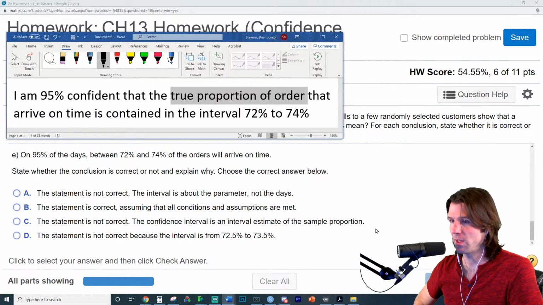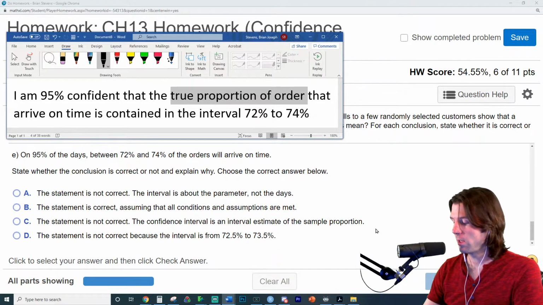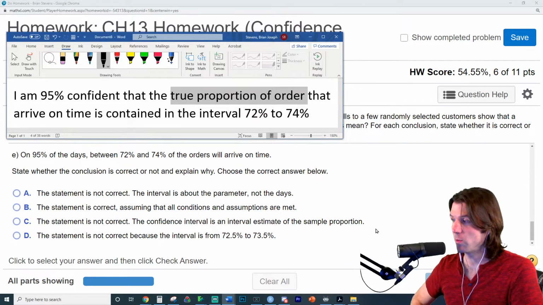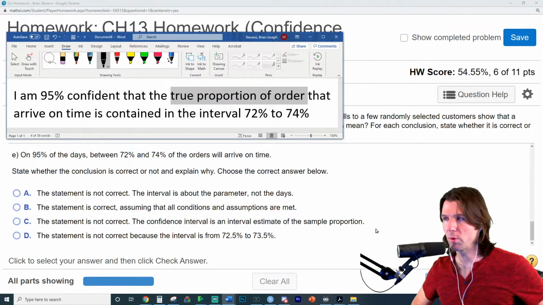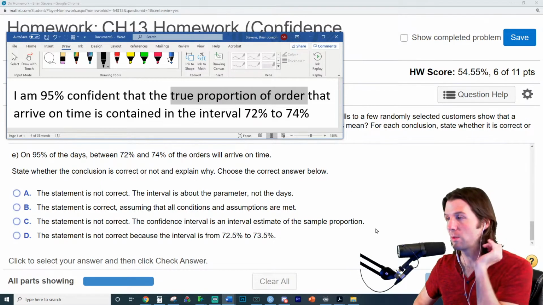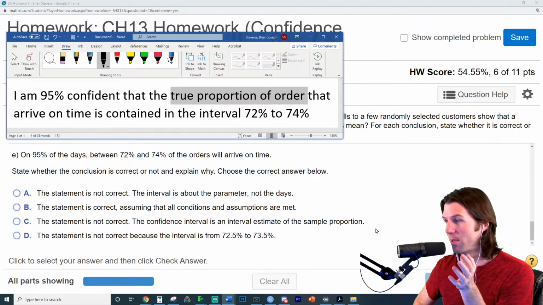You'd make a good sampling plan to be sure we understand. If you're trying to figure out if orders arrive on time, you would need to make sure you look at different types of orders. So you would stratify by type of order.